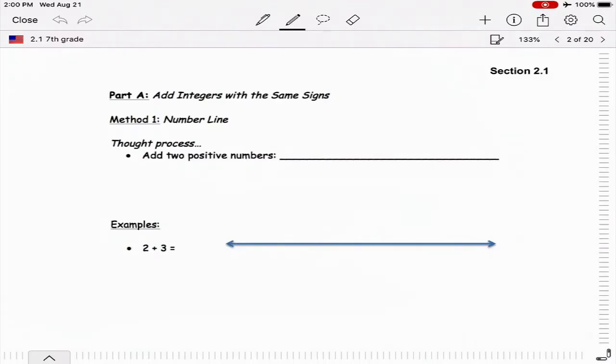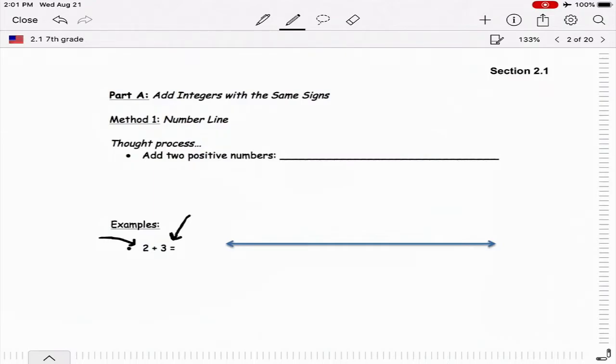So, thought process. Add two positive numbers. You're looking more at the second number here. So in the example, 2 plus 3, right? The second number being 3. If that number is positive, you're always going to be moving right. So once again, second number, if it's positive, you move right. If it's negative, you move left. The first number, you're always going to graph.